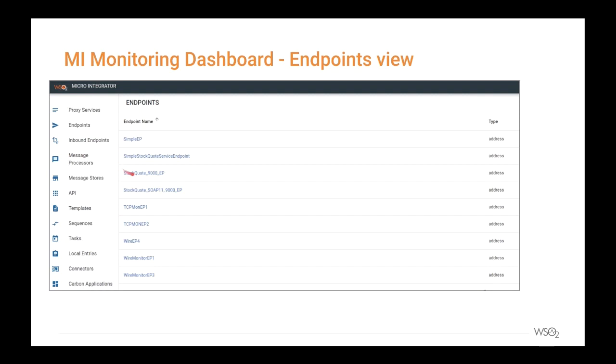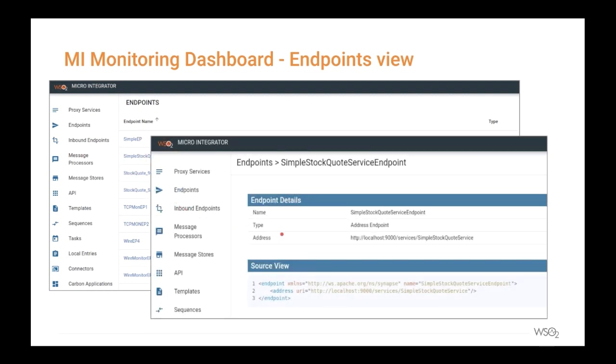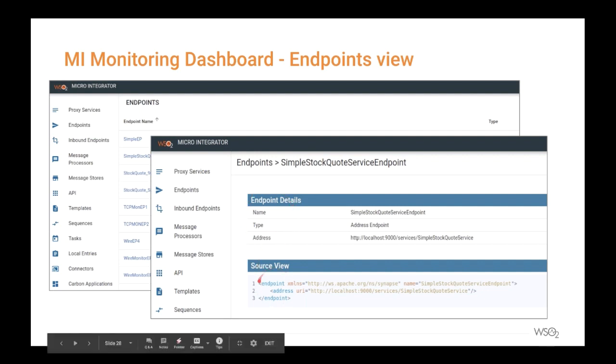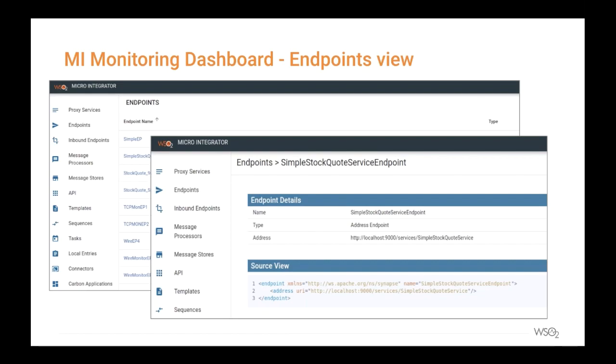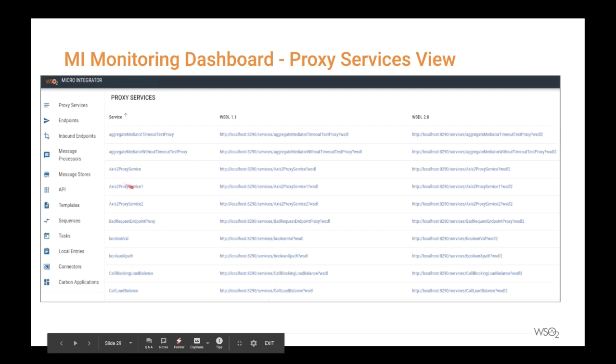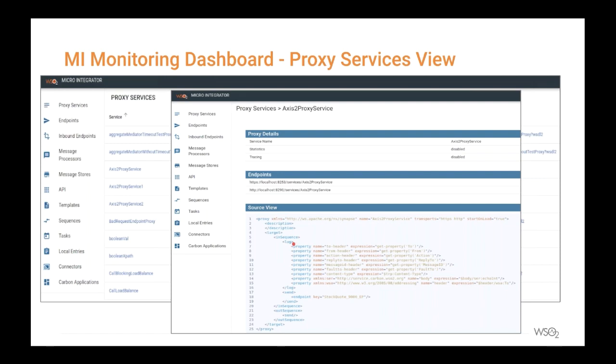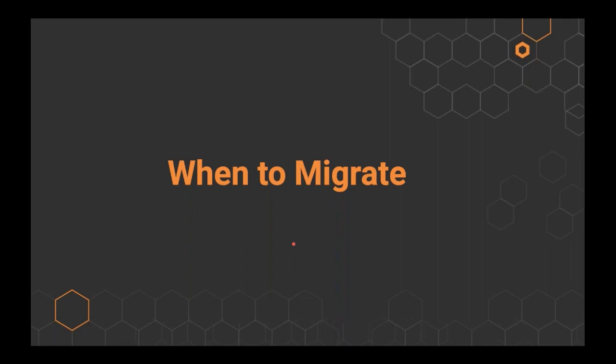Here all the endpoints are shown, and if you click on one endpoint, it will show all the endpoint details like endpoint address, source view, configurations and so on. From this you can figure out the endpoint URLs. Then again we have another example for the proxy services view. This is more or less the same as the one I explained for the endpoints. So almost all of the artifacts have such a view. You can go through each of them and view them.